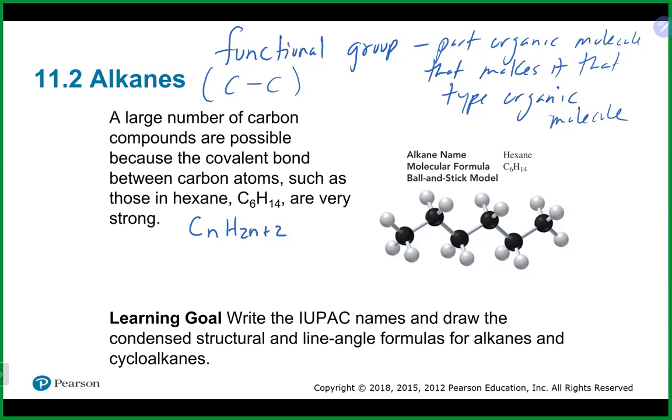This is hexane, which has 6 carbons, so n is 6. 6 times 2 is 12, plus 2 is 14 hydrogens. So n is the number of carbons, and you multiply it by 2 and add 2 in the case of alkanes, and it tells you how many hydrogens you should have. Any questions on that?